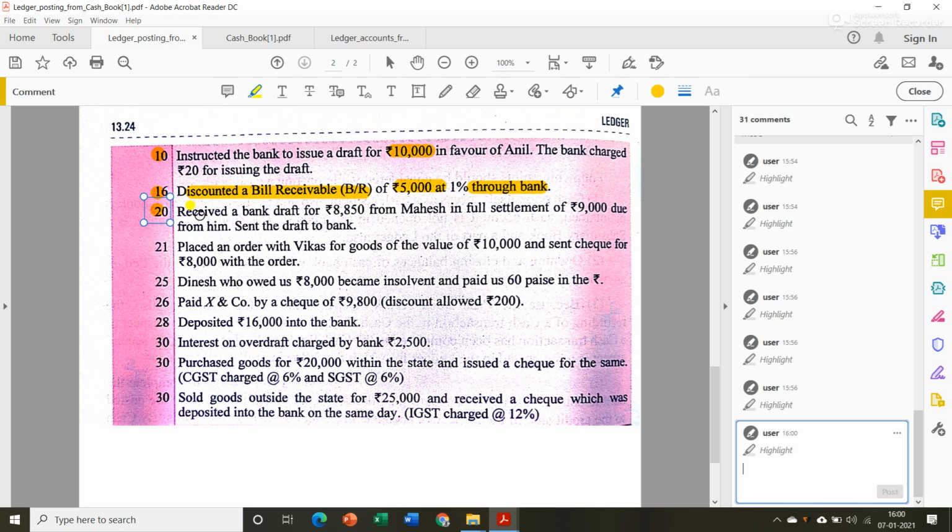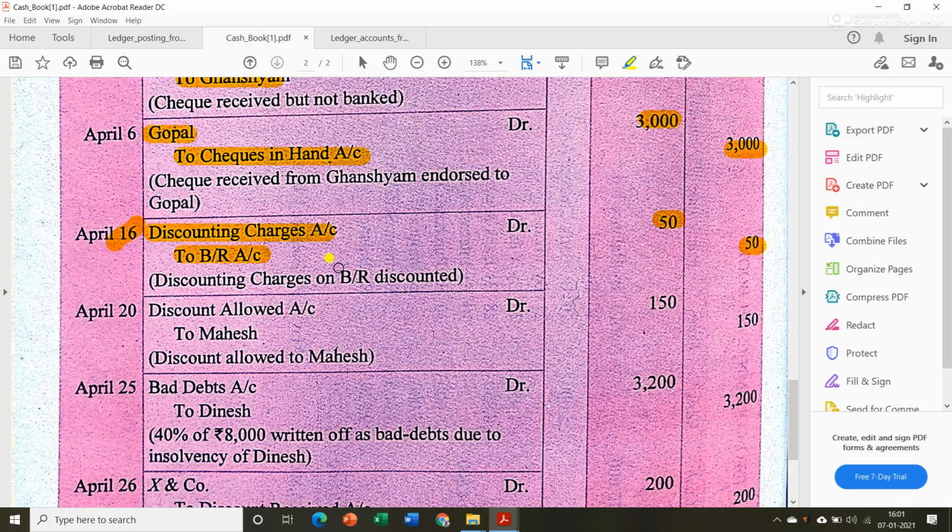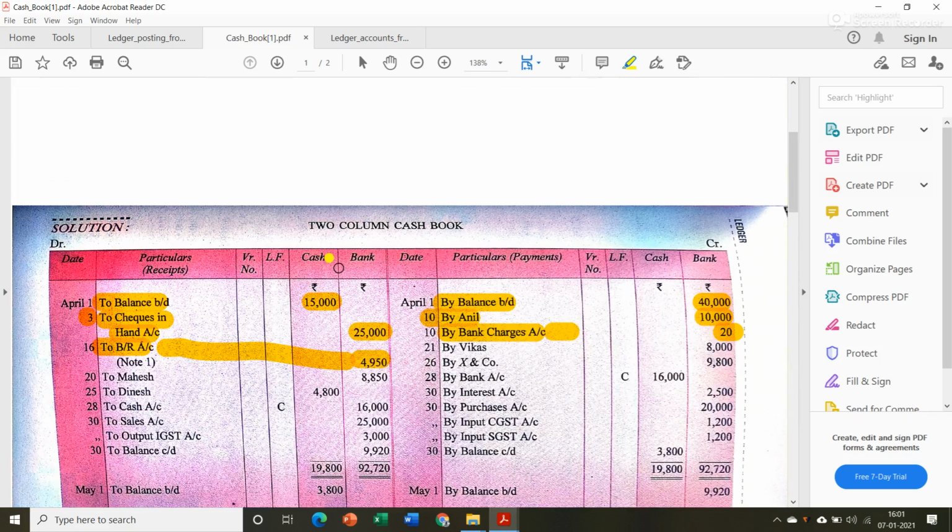On April 20, received a bank draft for 8,850 from Mahesh in full settlement of 9,000. Now he was supposed to pay us 9,000, but he gave us a draft of 8,850, and that draft was sent to the bank on that same date. That means if we send that draft to the bank on the same day, this amount of 8,850 we will receive in our bank account.